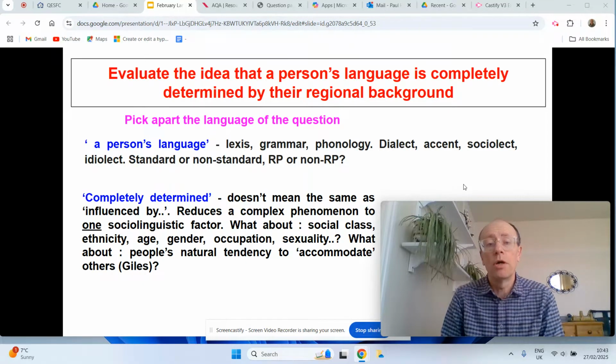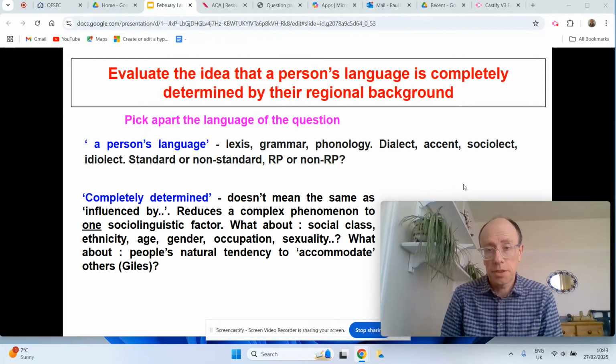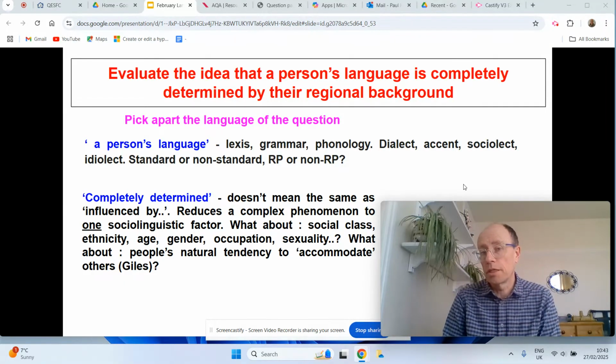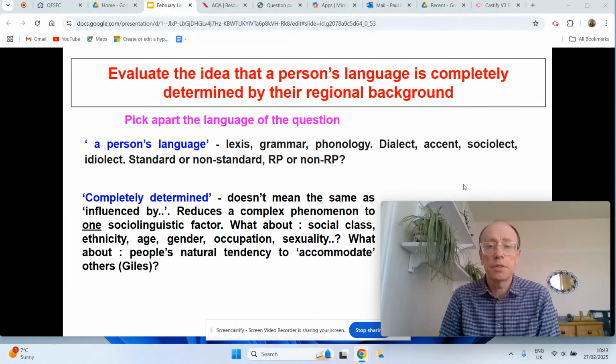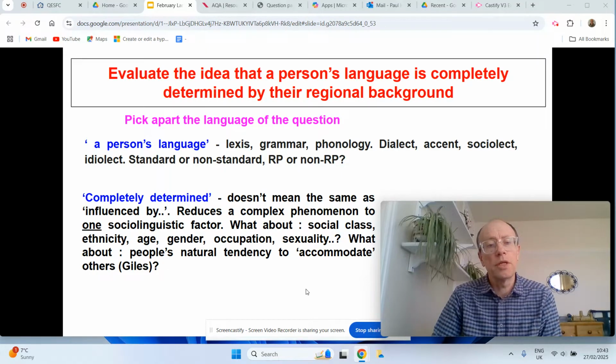And also, what about people's natural tendency to accommodate others? Here I'm drawing upon Howard Giles' accommodation theory and the idea that in certain situations people are likely to do convergence. In other situations they might do divergence, and therefore a person's language features are not fixed. They are dynamic. They're not static. Okay, so I think we can challenge the whole basis of the question. It seems overly dogmatic to call a person's language completely determined by their regional background.